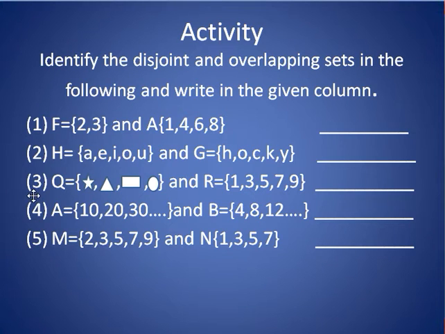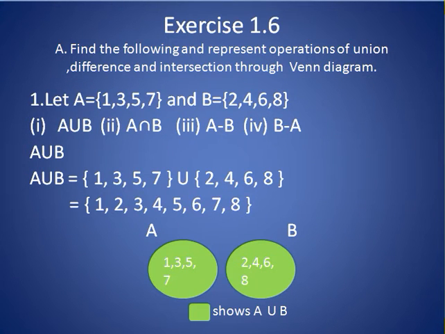Students, examples number 3, 4, 5 you have to do by yourself. Exercise 1.6. Find the following and represent the operations of union, difference and intersection through a Venn diagram. Number 1, set A has elements 1, 3, 5, 7, set B has elements 2, 4, 6, 8. Then find A union B, then A intersection B, then A difference B, and then B difference A. And we have to draw the Venn diagram also.